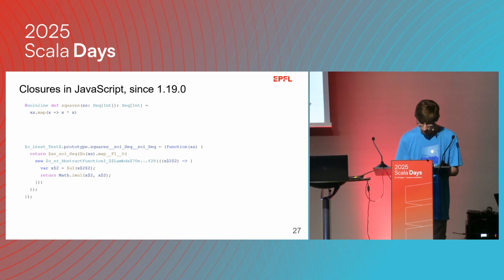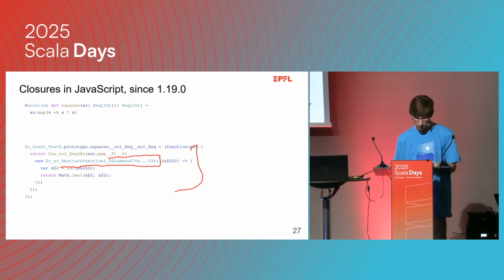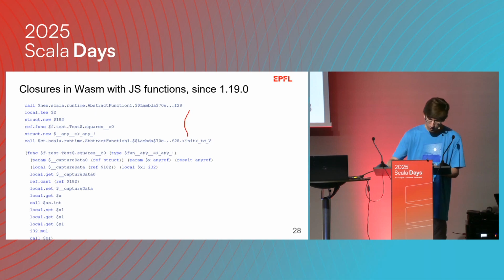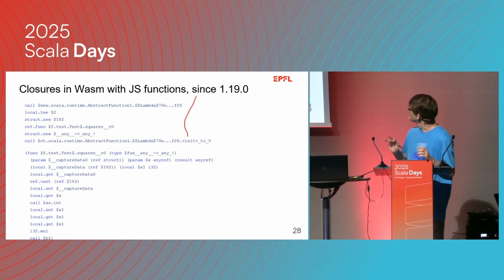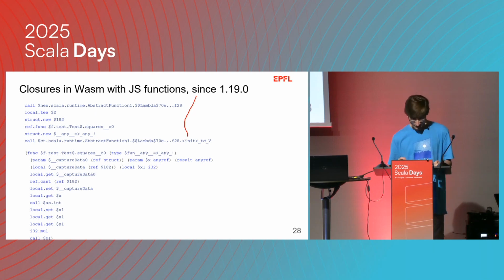So in JS, you end up with exactly the same thing, except that the one class that implements it has got a funny name, but there is only one in the entire world, so it's still fine for code size purposes. And in WASM, I won't go through it, but the one thing you can see is that there's no JS helper anymore, so it's all great, and it's also fast.